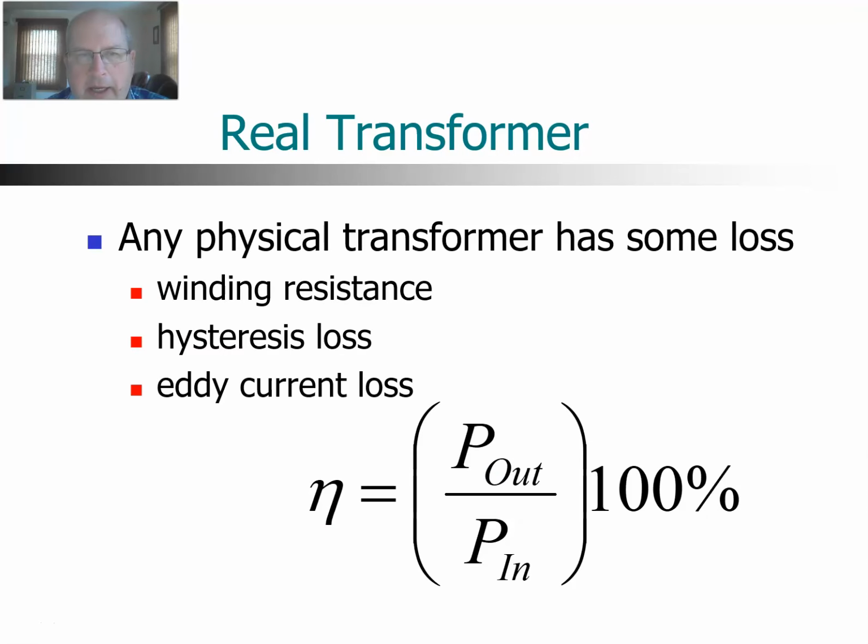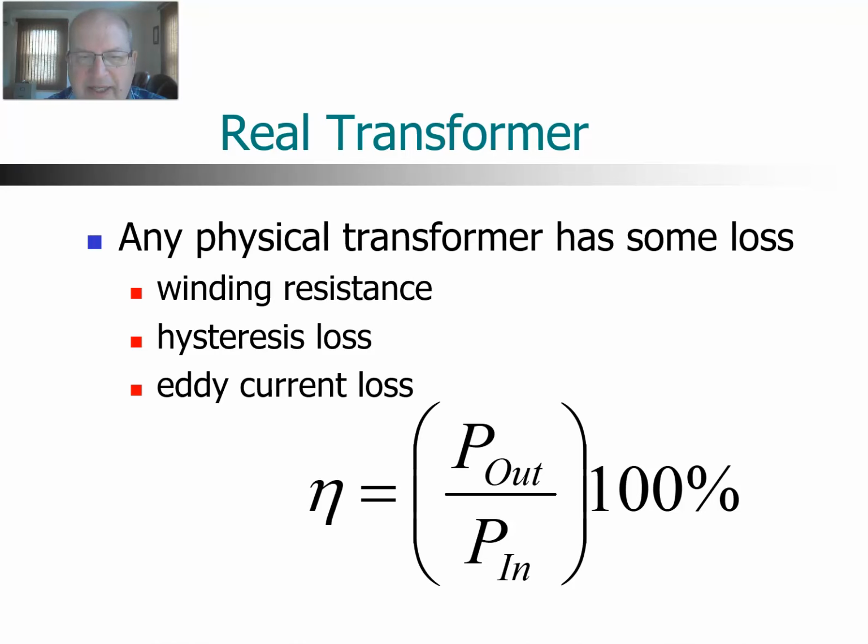Okay, any real, actually physical transformer, is going to have some loss in it. It will not be perfect. Losses are from 3 primary sources. The resistance of the winding gives you I squared R loss. Hysteresis loss is a loss in the magnetic circuit. And eddy current loss, that's where you have currents induced in the core, and you get I squared R losses in the core because of this undesirable current.